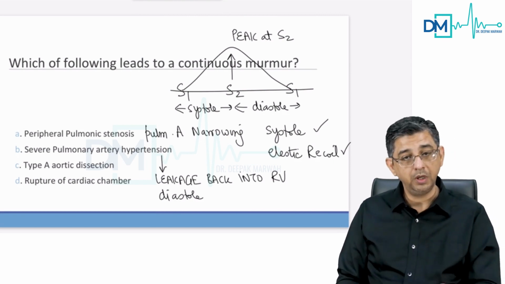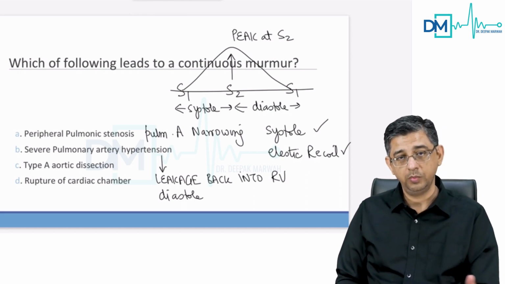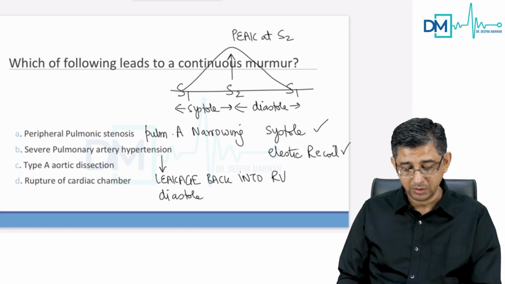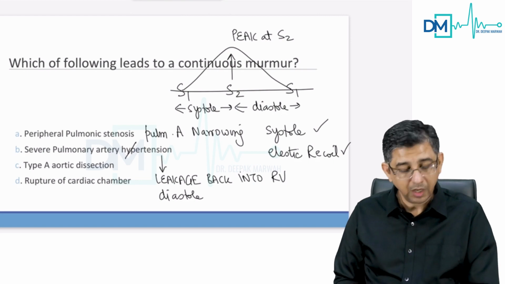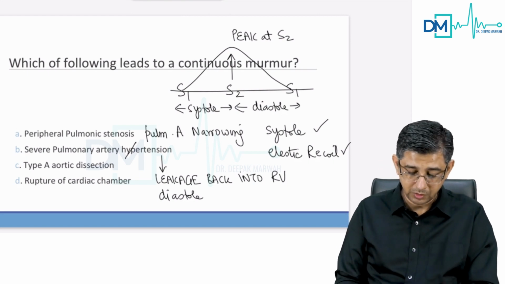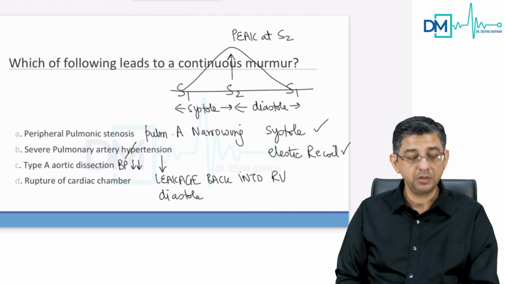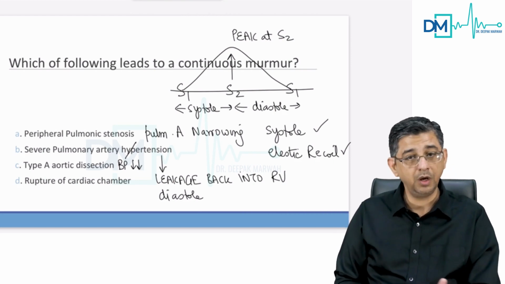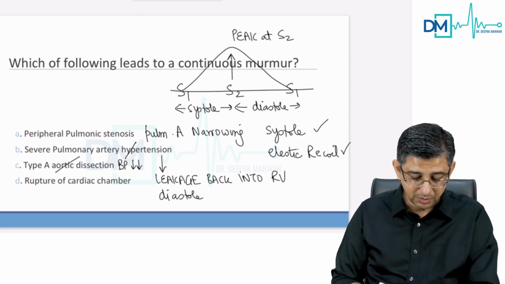So choice number B, how am I ruling it out, is simply the fact that severe PAH leads to blood to leak back into the heart in diastole, causes a diastolic murmur. So it has been ruled out. Type A aortic dissection does not have a murmur most of the time. It will just cause the patient to become hemodynamically unstable, and in fact the presentation of aortic dissection can be BP can be unequal between the two arms, but you don't hear a murmur. So therefore I'm ruling this out.